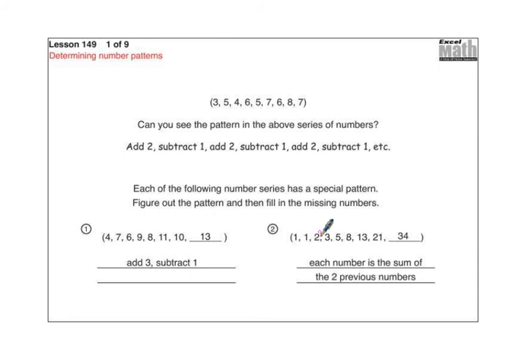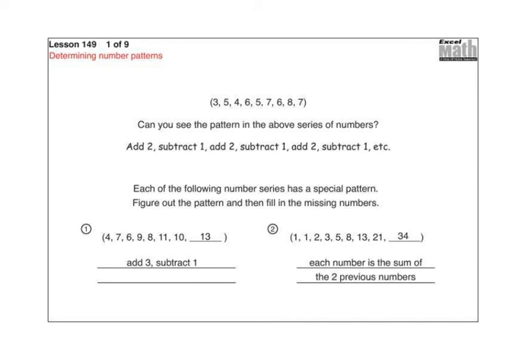6th grade Excel, lesson 149, determining number patterns. These are going to be some number patterns that don't just change in the same series over and over again. It's going to be mixed up.